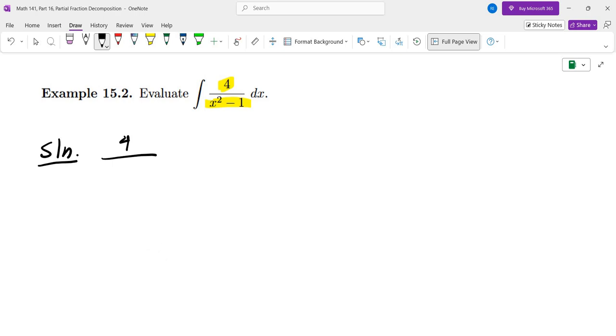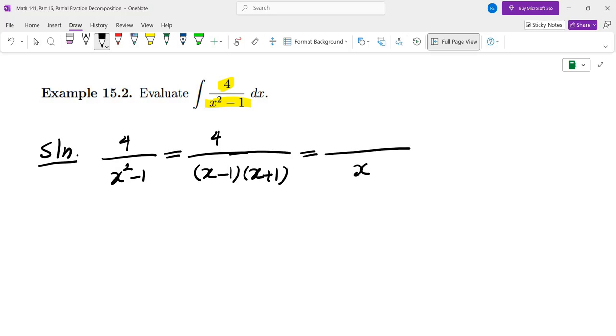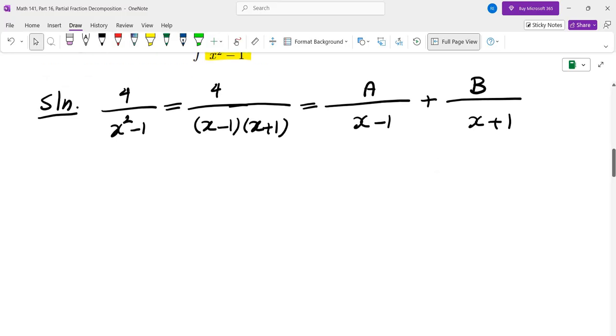We are going to take 4 over x^2 - 1, and we are going to break this up into x - 1, x + 1. So that gives us two pieces. One of them is with the denominator x - 1. The other one is with the denominator x + 1. So we are hoping to write this fraction as two simpler fractions whose integrals we can evaluate. So we are going to clear the denominator.